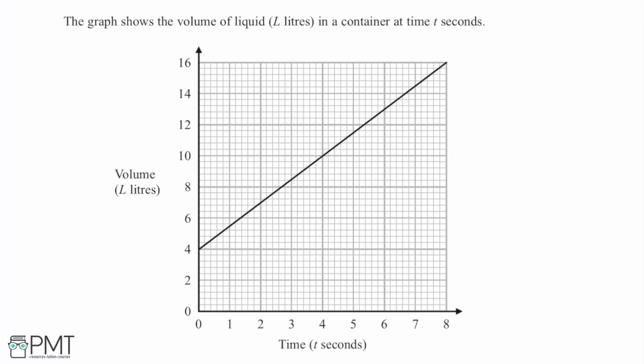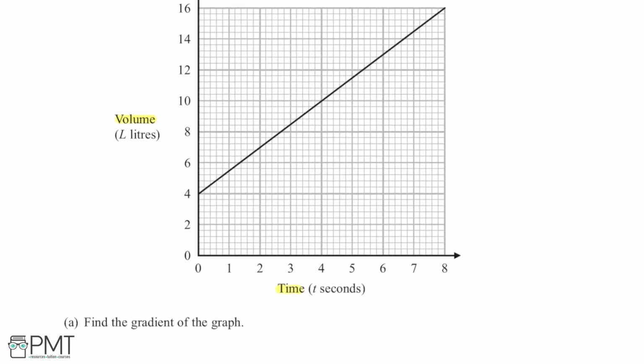So in this question, we're told that the graph shows the volume of liquid, L litres, in a container at T seconds. And we can have a look at the graph and we can see that on the y-axis we do have volume in litres, and on the x-axis we've got the time in T seconds. So we're asked to look at this graph and then find its gradient.